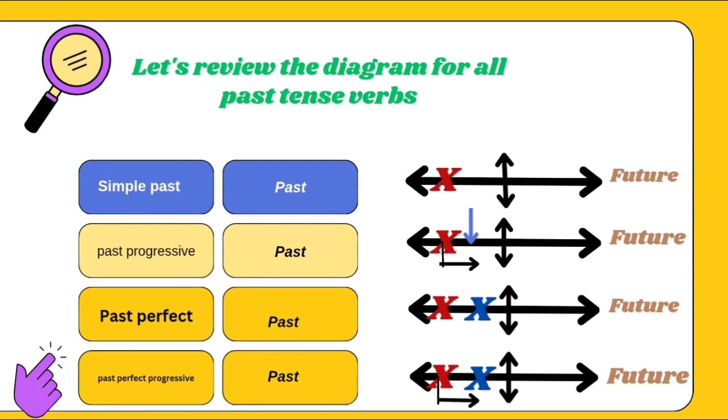Now let's review the diagrams for all past tense verbs. The simple past is very simple. Past action one time or many times. In the past, it's finished. Past progressive, something that was ongoing in the past at a certain time, or it was cut by another event or another action. The past perfect, 2 sequential actions in the past. And finally, the past perfect progressive, an ongoing action for certain duration until something else happened or there was an effect, but everything is also in the past.